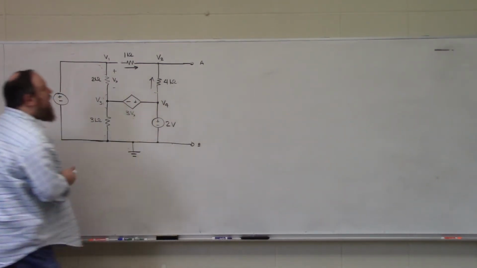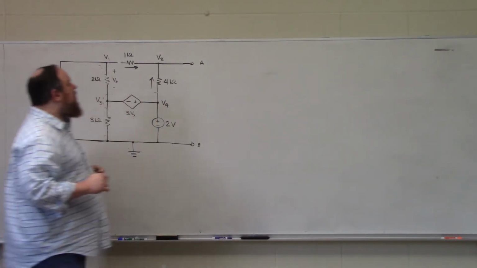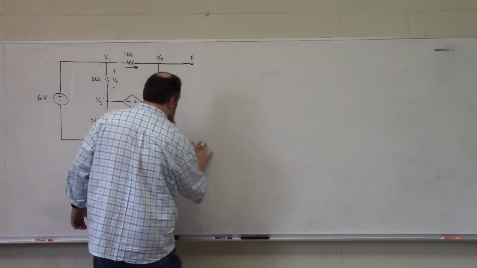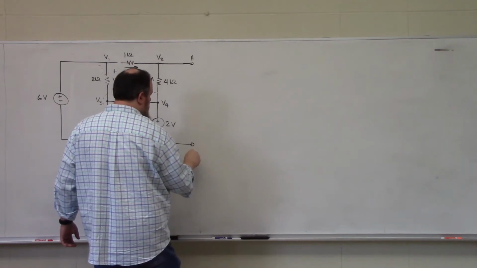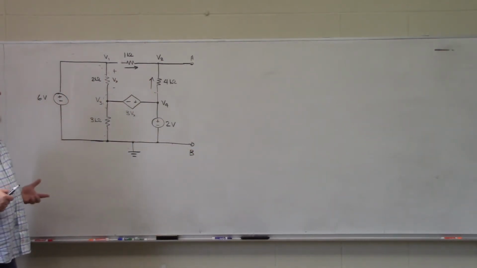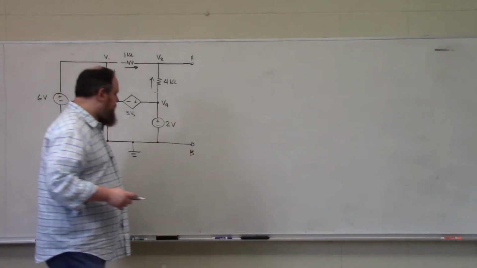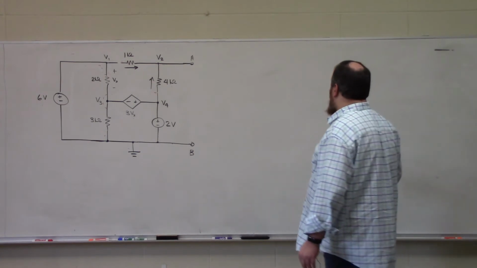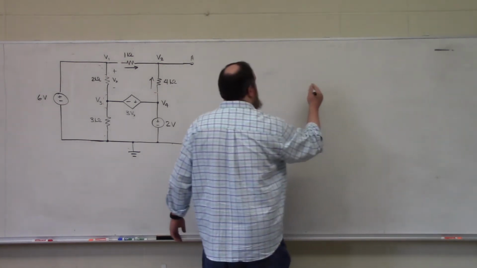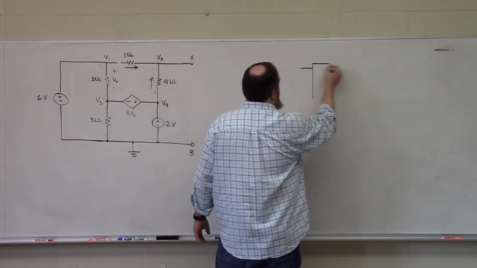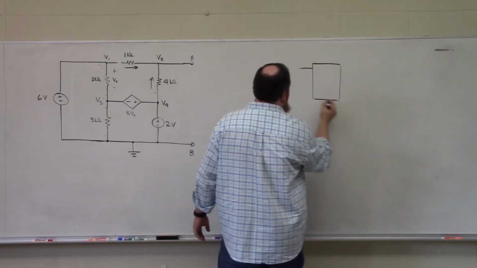So, in the test source method, what we will do is we will apply either a voltage source or a current source to the dead network and then calculate our quantity of interest. This is effectively just employing Ohm's law.